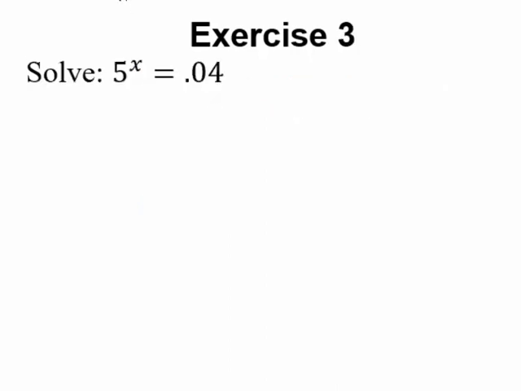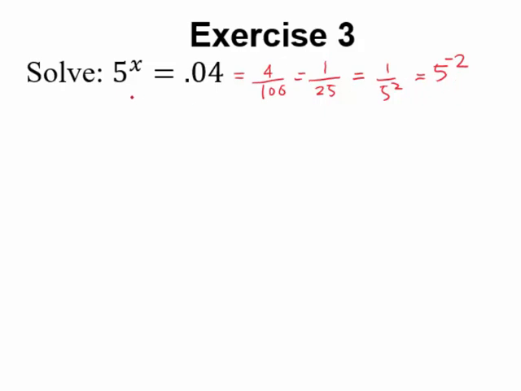What about 5 to the x equal to 0.04? So 0.04 has to be written in terms of the base 5. What is 0.04? That's equal to 4 out of 100, which is the same as 1 over 25. We can write that as 1 over 5 squared, and that's going to be equal to 5 to the negative 2. Remember, if the exponent is in the denominator, to bring it up you make the power negative, so negative 2.